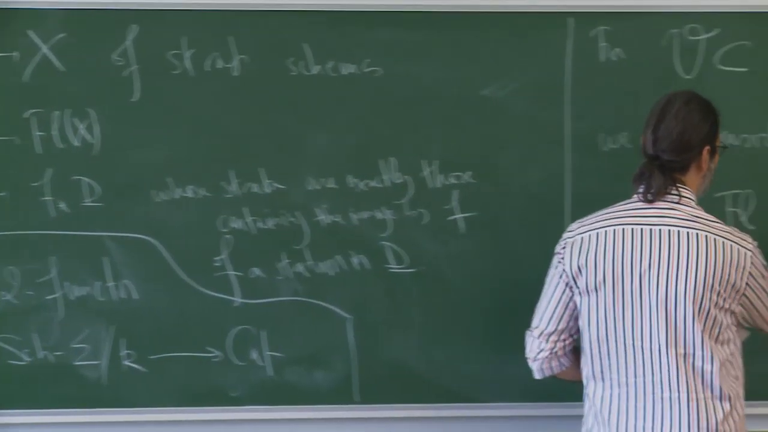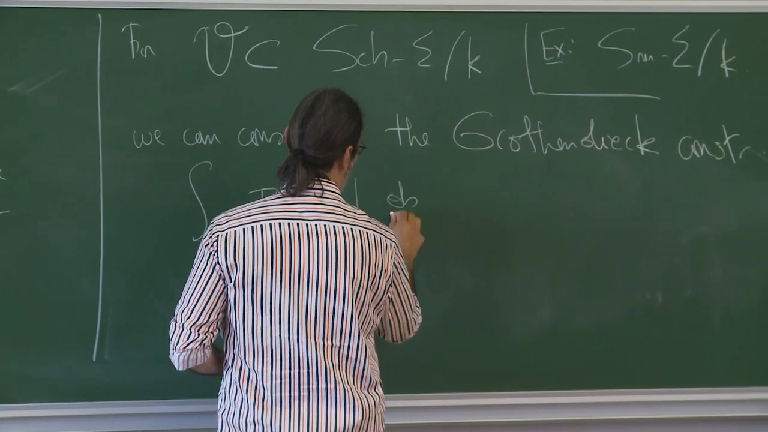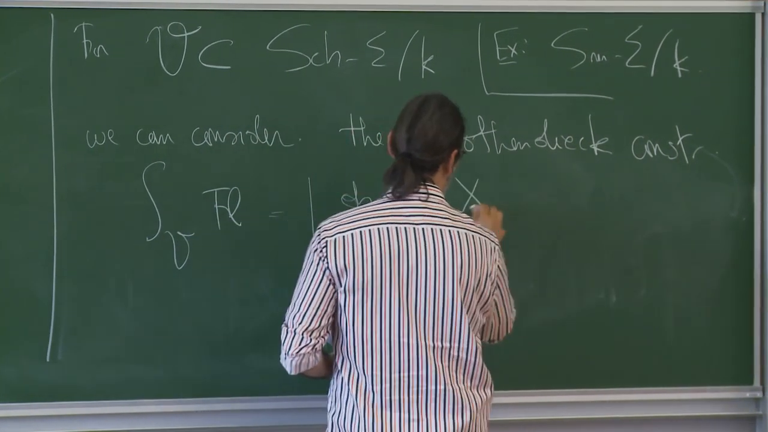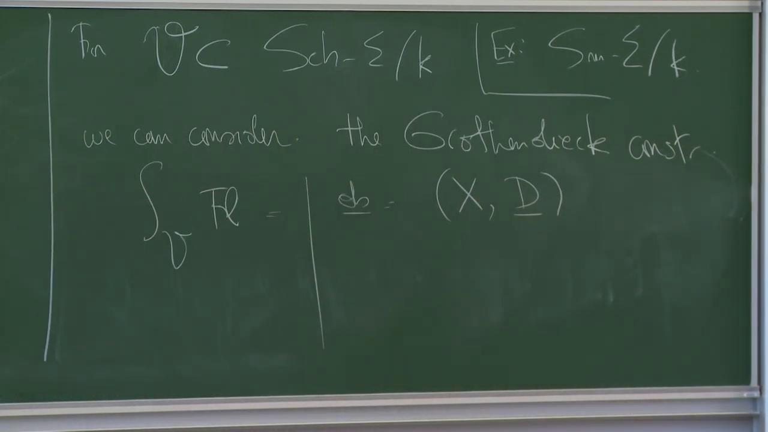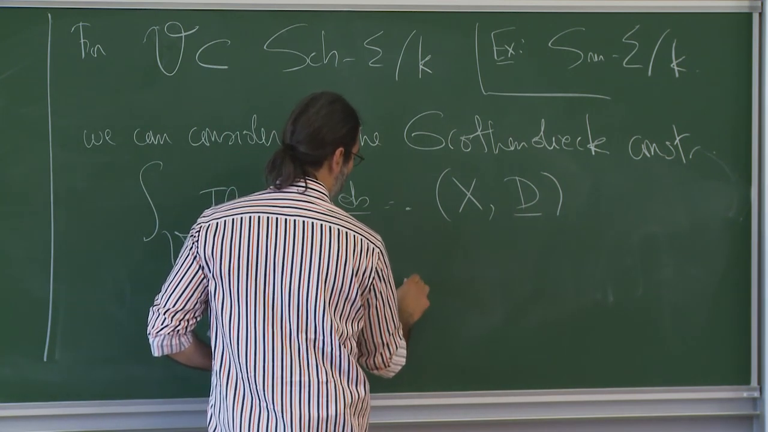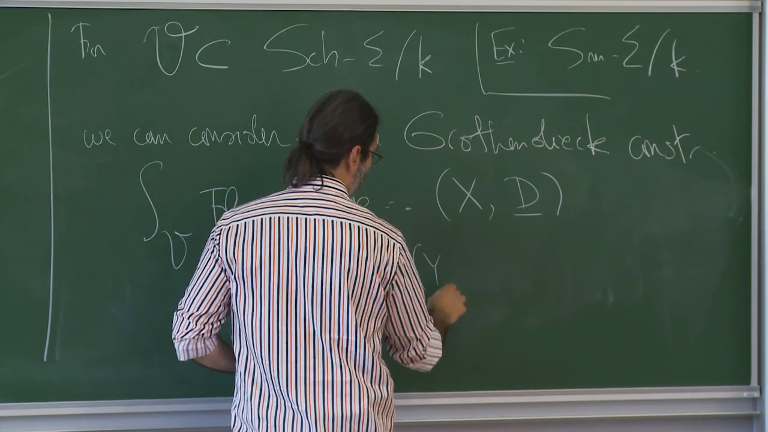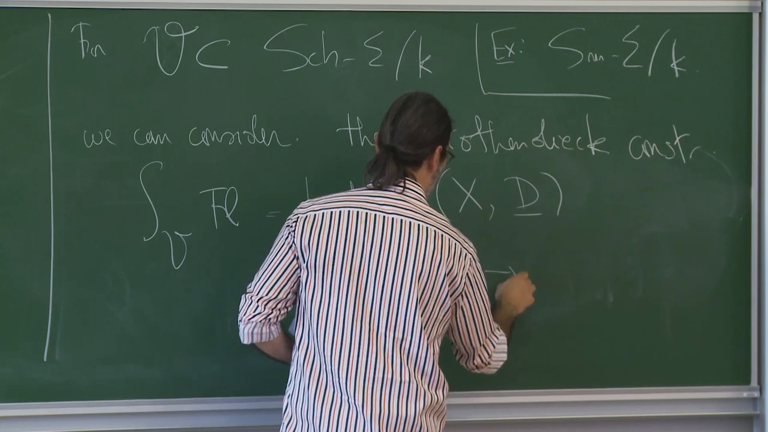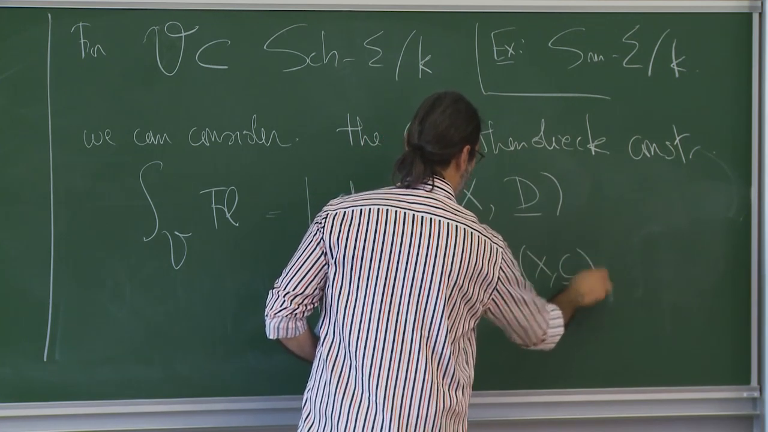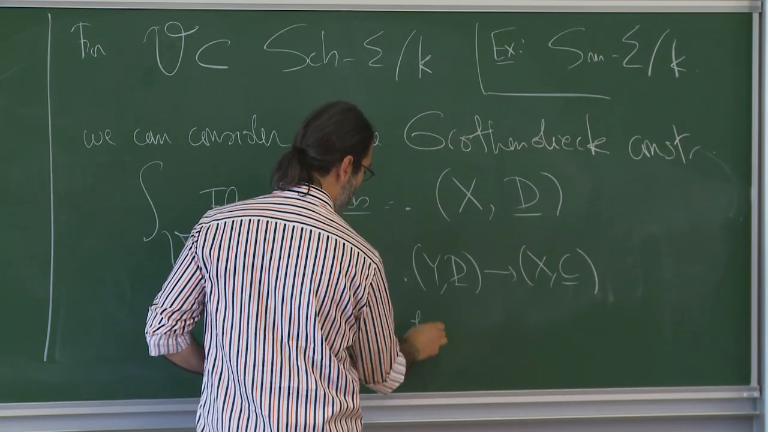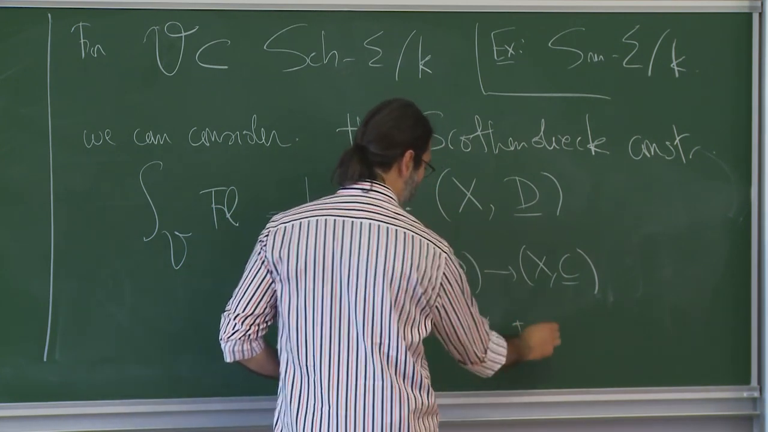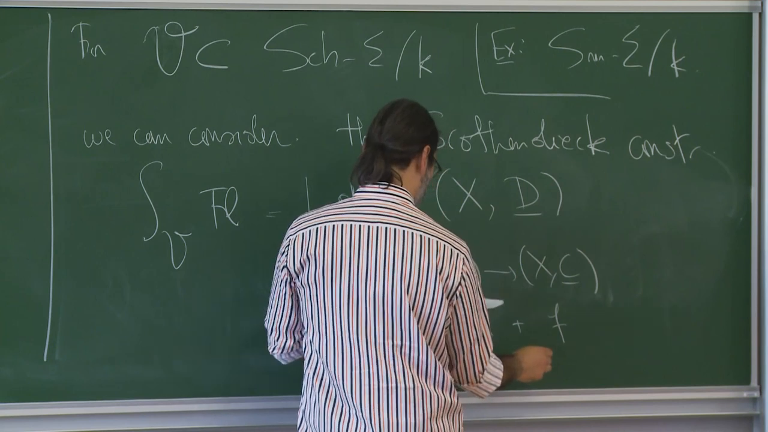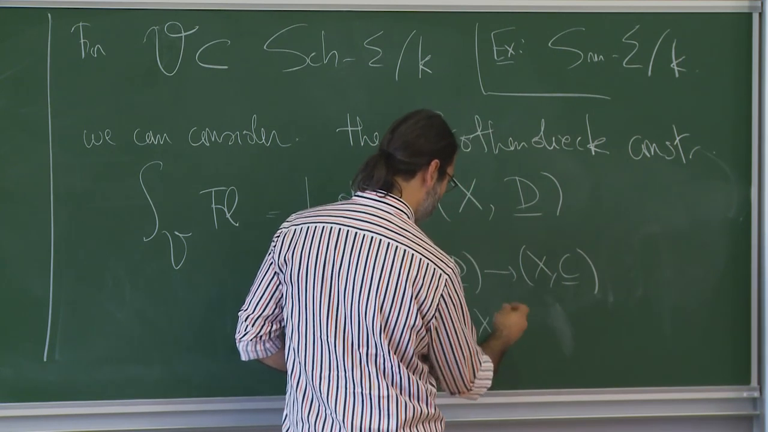Which associates to a 2-functor a category, which is very simple. The objects are pairs. So we give ourselves a stratified scheme and a flag, and morphisms consist of a morphism from Y to X plus a morphism from C.